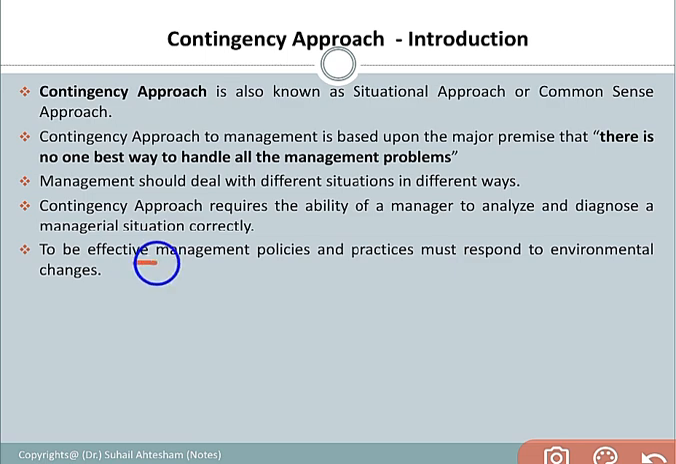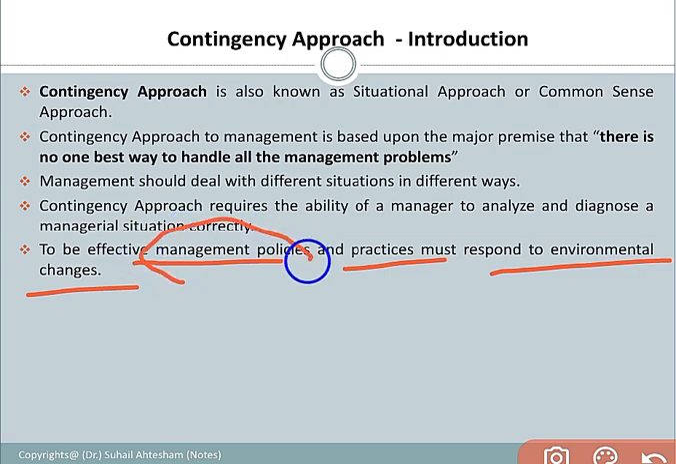To be effective, management policies and practices must respond to environmental changes, right? So according to the environmental changes, the external changes in the environment, the internal changes in the environment, right? So according to the changes, management policies must be implemented and work on that basis, right? According to the fluctuation in the internal and external atmosphere of the business, the management has to follow and implement their policies accordingly, right?